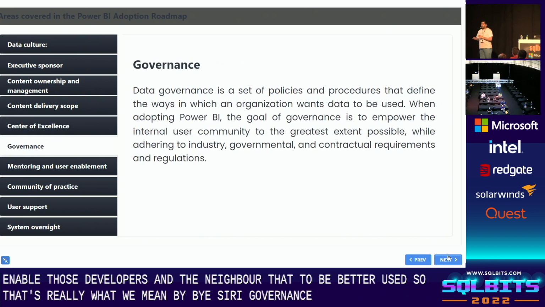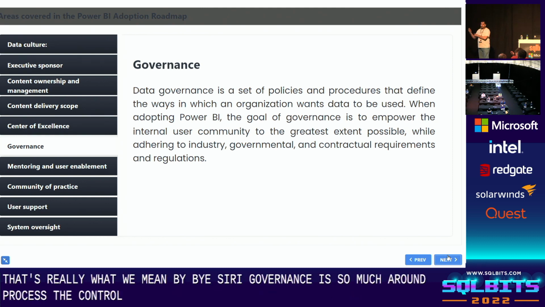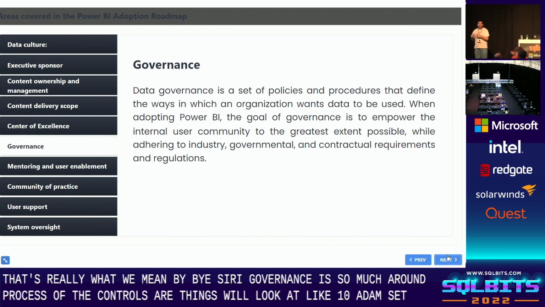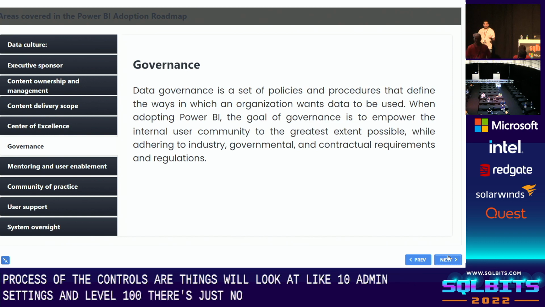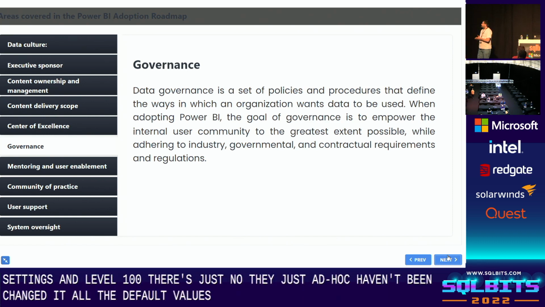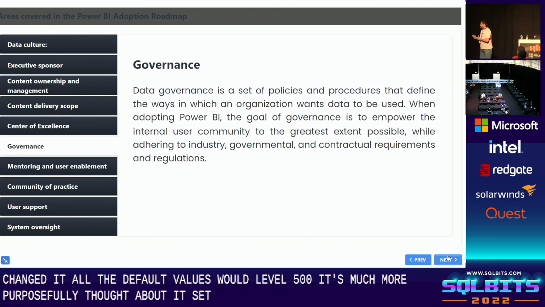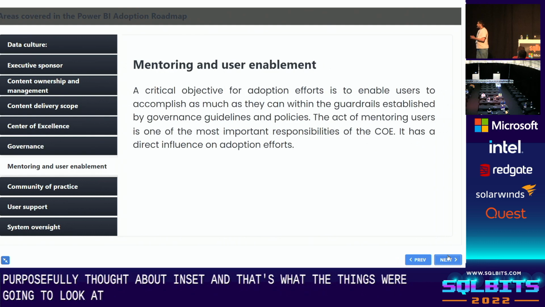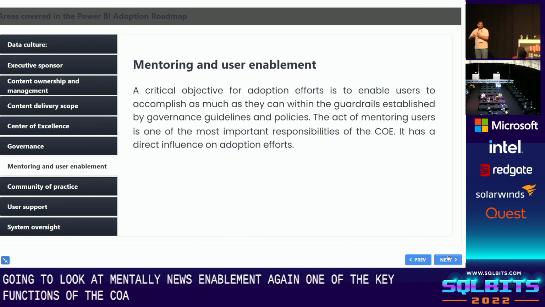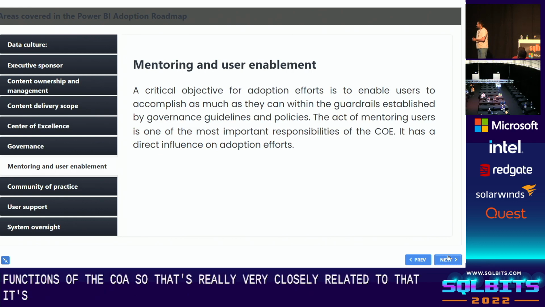Governance is very much around processes and controls, such as tenant admin settings. At level 100, they're just ad hoc. They haven't been changed, they're all the default values. At level 500, they're much more purposefully thought about and set. That's one of the things we're going to look at. Mentoring and user enablement is again one of the key functions of the COE, very closely related to that. It's definitely about driving adoption.